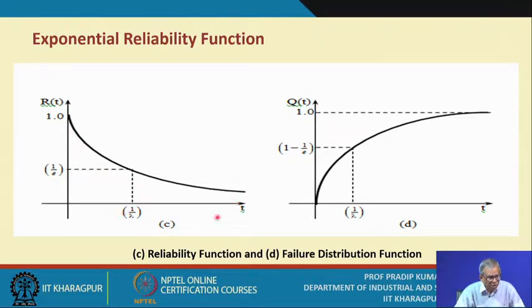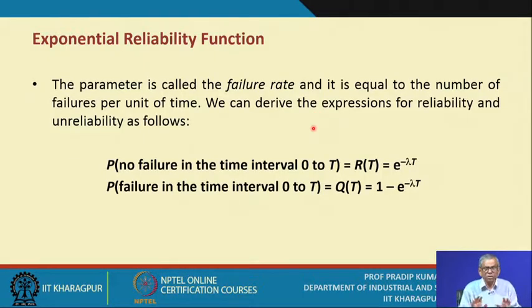So, as time passes, this is R(t) versus t. It is quite obvious that if t increases, R(t) decreases. And this is the cumulative distribution function, basically. As time passes, the value of Q(t) increases, and the limiting value is 1. This is just a graphical representation.